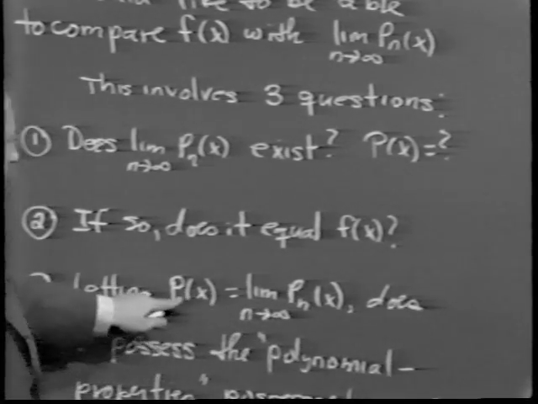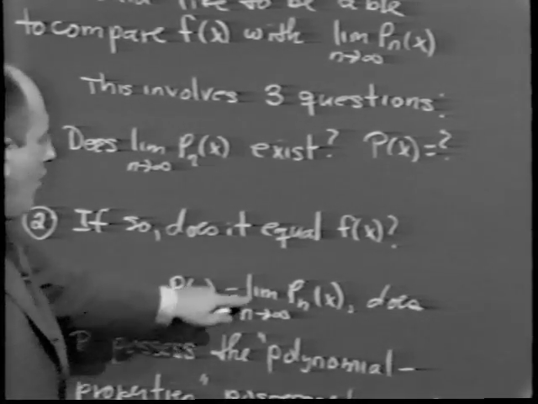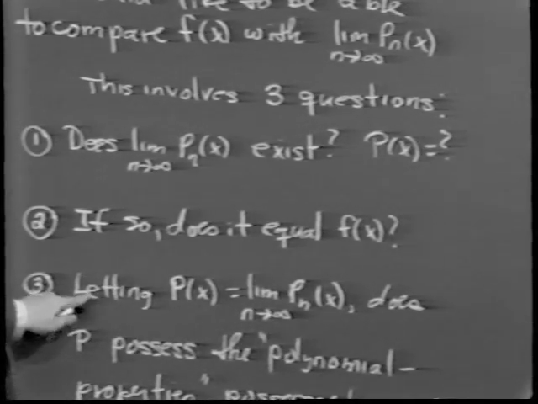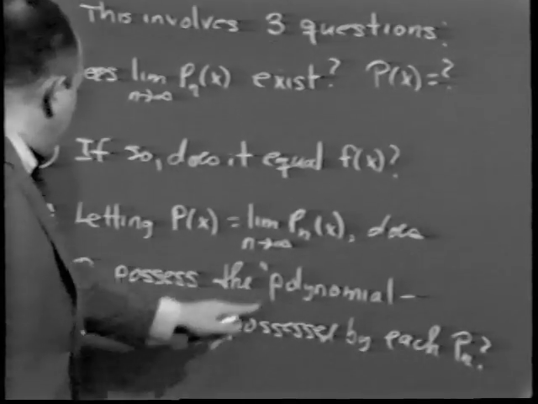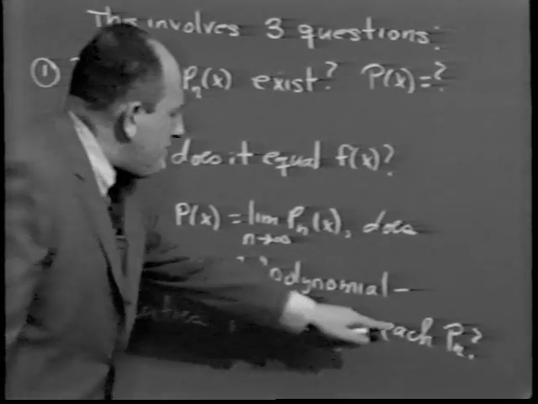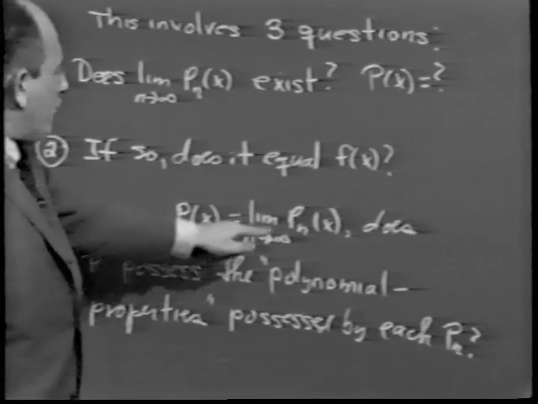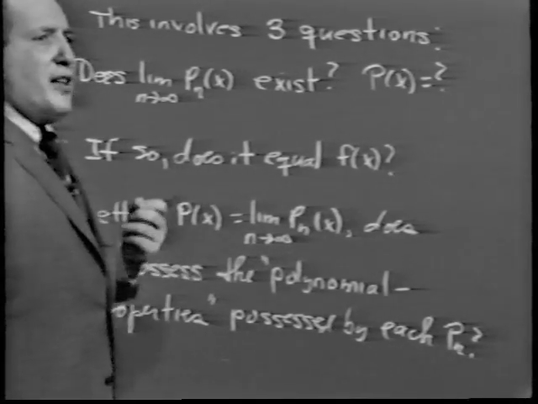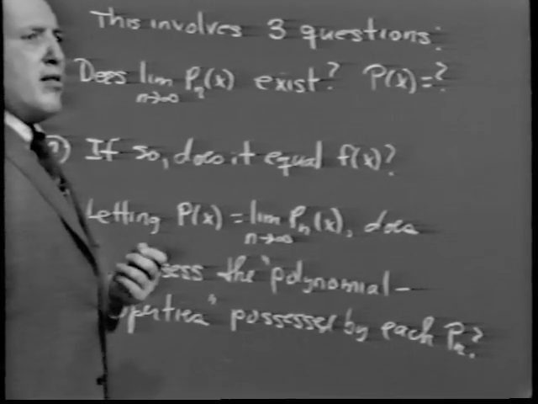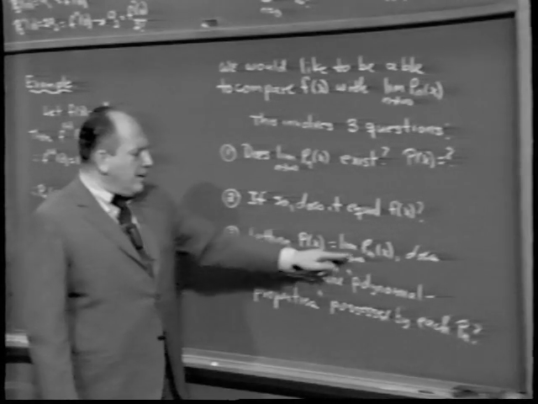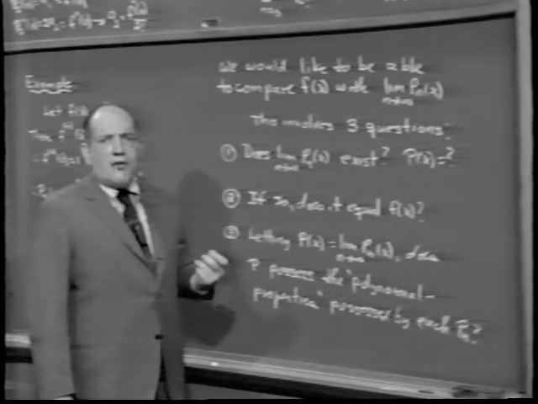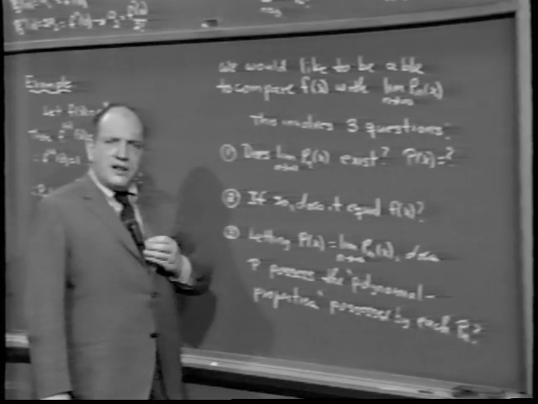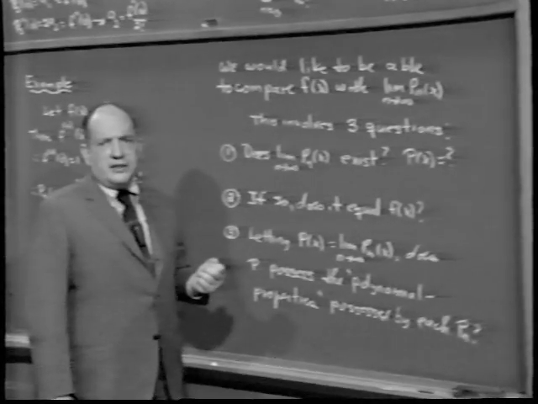And the third question that comes up, assuming that the first two have been answered, is suppose the limit does exist. In other words, suppose this limit function P of x, which is the limit of Pn of x as n approaches infinity, does exist. The question is, does P possess the polynomial properties that each P sub n possesses? In other words, does the limit of a sequence of functions have the same property that each of the members of the sequence has? For example, every polynomial is continuous. The question, for example, that might come up is, is the limit of a sequence of continuous functions also continuous?